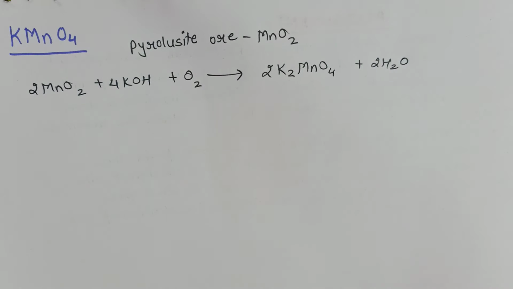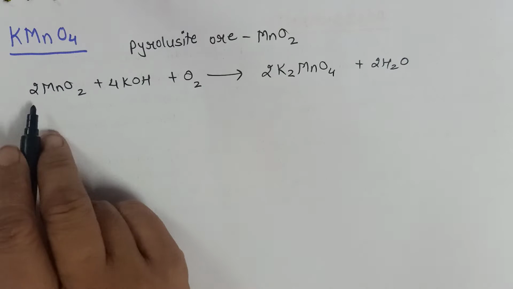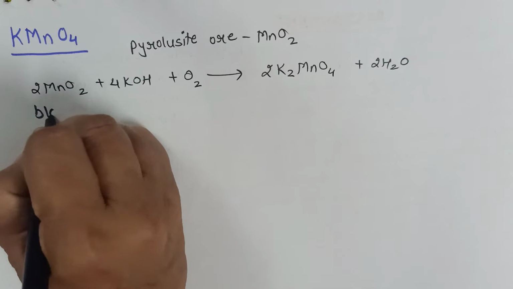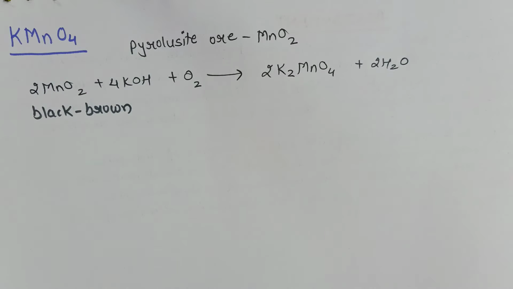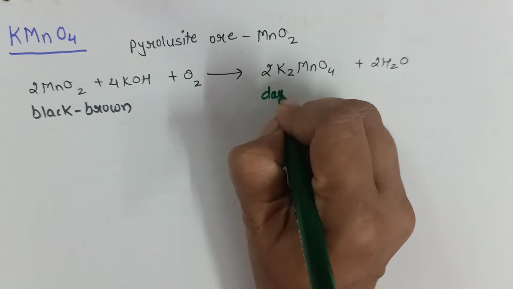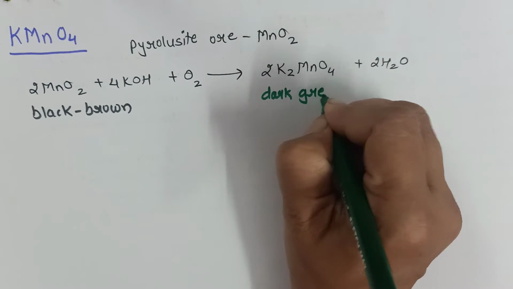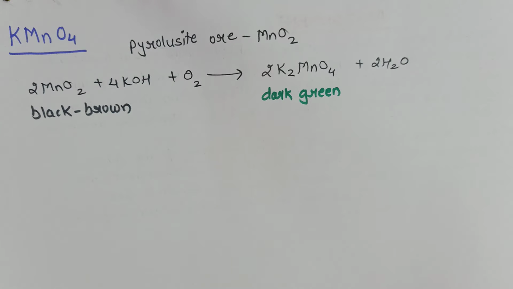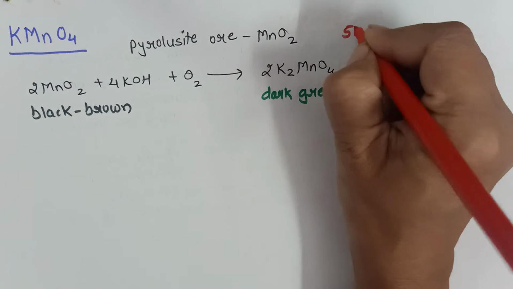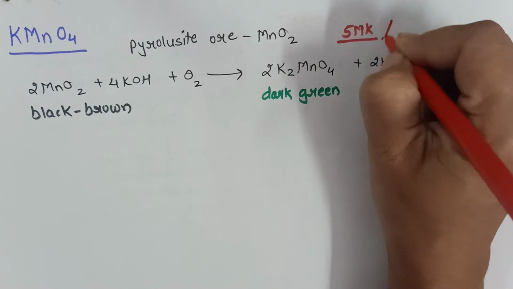Now based on the preparation method, a lot of 5-mark questions are asked and in this, colors are given. For example, MnO2 is black brown in color, whereas K2MnO4 is a dark green mass. So you have to remember these colors. These colors are given as a hint, since these preparation questions are asked for 5 marks or 3 marks also.